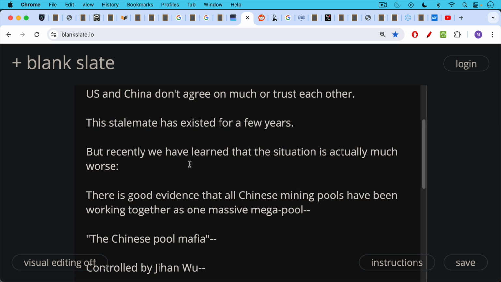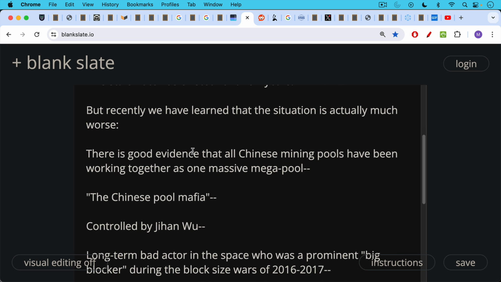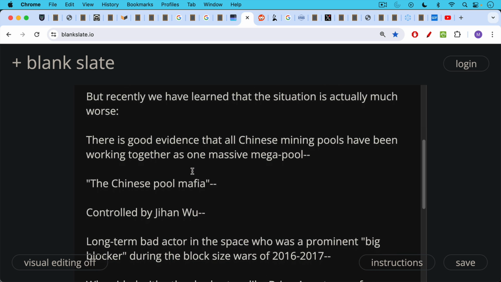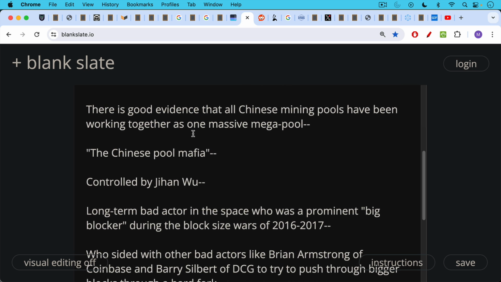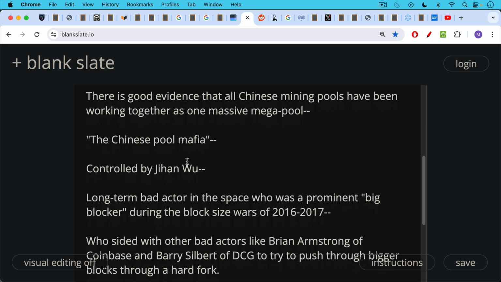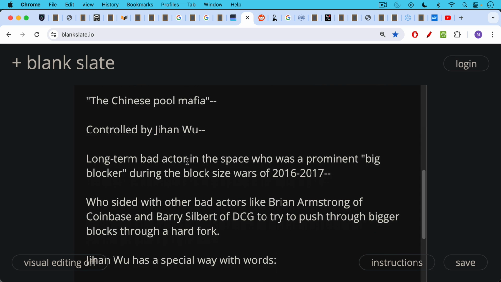There's actually good evidence that all Chinese mining pools have been working together as one massive mega pool, or pool of pools. You can call them the Chinese pool mafia, controlled by the notorious Jihan Wu, who's known among Bitcoiners as a long-term bad actor in the space. He was very prominent during the block size wars of 2016 and 2017, on the big blocker side. He sided with other bad actors like Brian Armstrong of Coinbase and Barry Silbert of the Digital Currency Group to try to push through larger blocks through a hard fork.